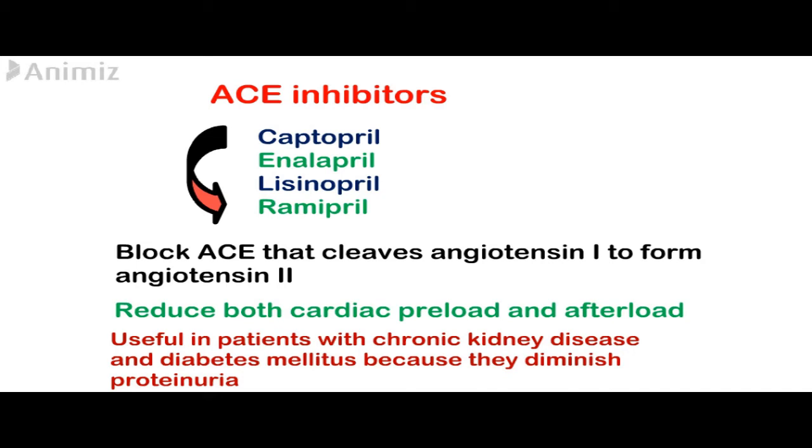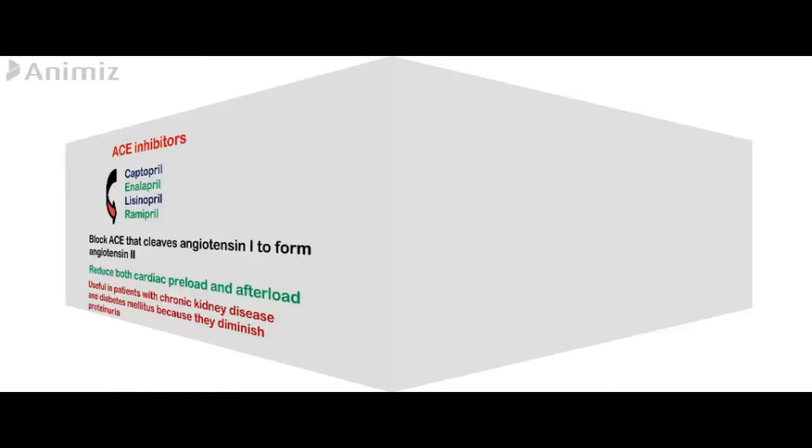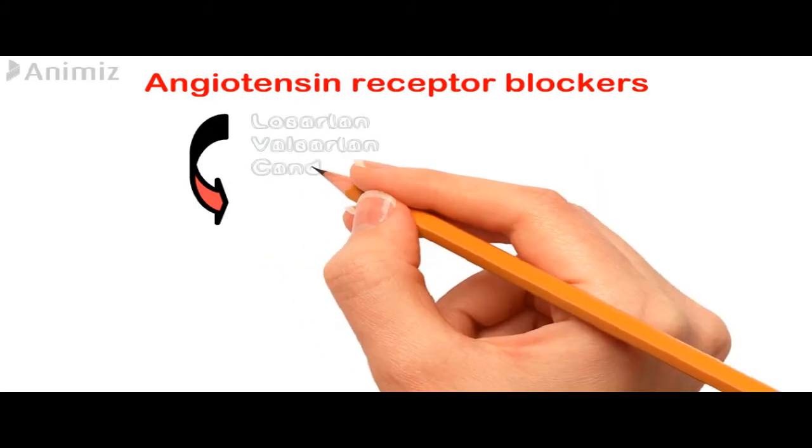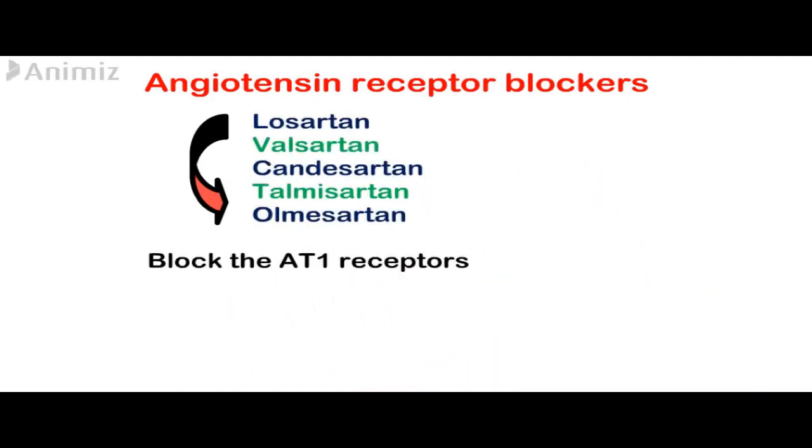And they are useful in treating patients with chronic kidney disease and diabetes mellitus because they diminish proteinuria and stabilize renal function. The angiotensin receptor blockers, which are valsartan, losartan, candesartan, telmisartan, and olmesartan, block the angiotensin 1 receptors, decreasing the activation of angiotensin 1 receptors by angiotensin 2. And they have no effect on bradykinin metabolism. That's why they can be used as an alternative to angiotensin converting enzyme inhibitors if the patient has a side effect like cough.